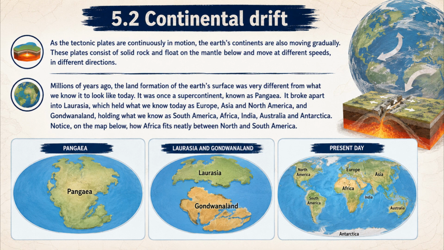Millions of years ago, the land formation of the Earth's surface was very different from what we know it to look like today. It was once a supercontinent, known as Pangaea. It broke apart into Laurasia, which held what we know today as Europe, Asia, and North America, and Gondwanaland, holding what we know as South America, Africa, India, Australia, and Antarctica. Notice, on the map below, how Africa fits neatly between North and South America.